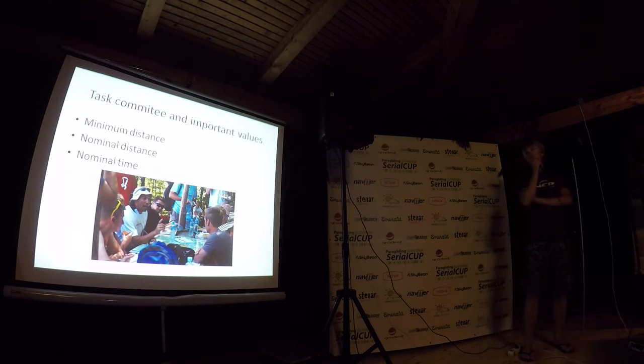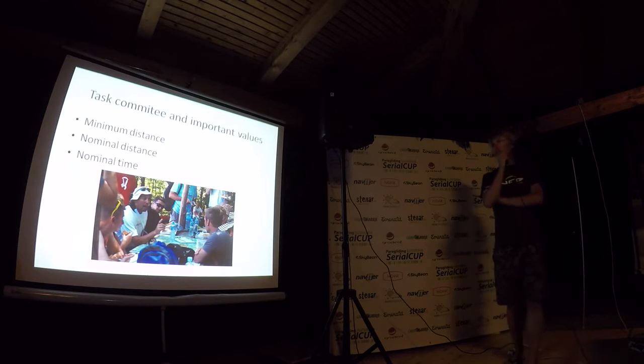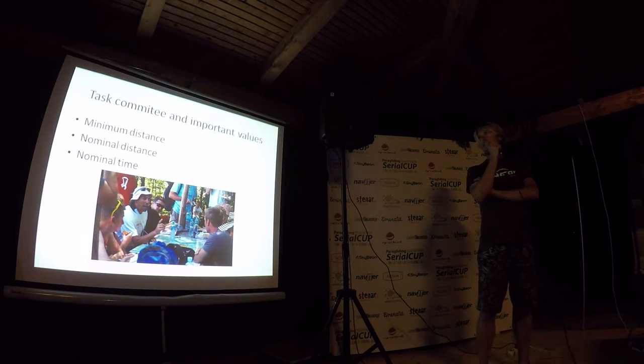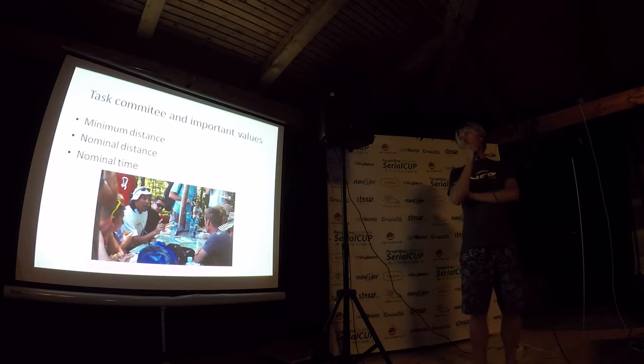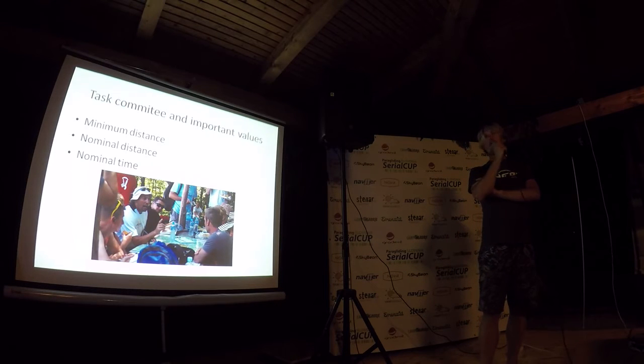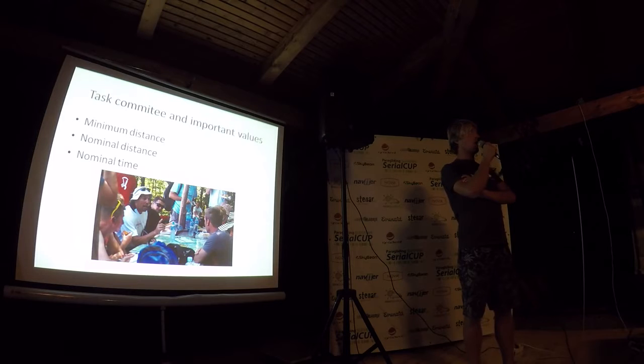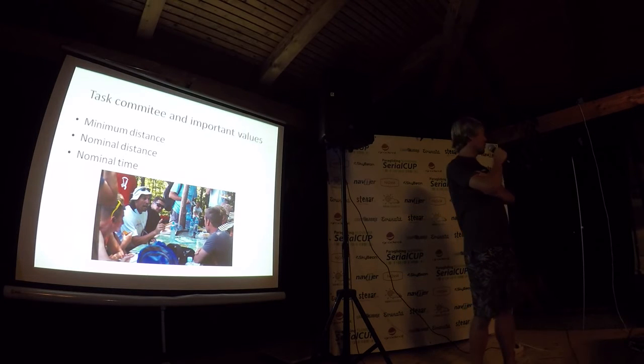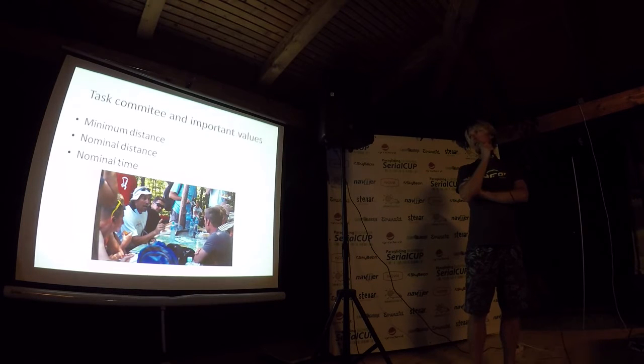The other 2 parameters are nominal distance and nominal time. They are very important to say if the task is good for the day, if the task is good for the area. So normally the nominal distance is the distance which is normally flown in the area where we have the competition. So I don't know, here it is probably like 30 k's, yeah. And nominal distance and nominal time are very close together. So the nominal time is dependent on how long the nominal distance is.